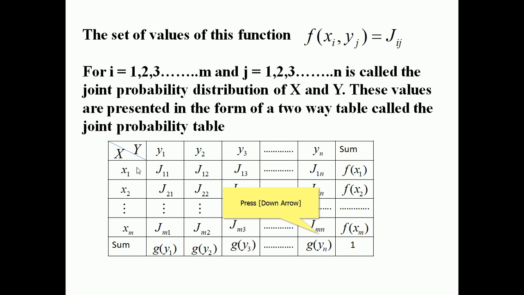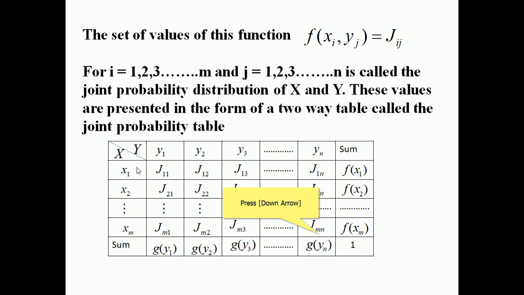Similarly, the sum of the first column values J11 plus J21 plus J31 plus dot dot dot plus Jm1 is g of y1, J12 plus J22 plus J32 plus dot dot dot plus Jm2 is g of y2, and J1n plus J2n plus J3n plus dot dot dot plus Jmn is g of yn. g of y1, g of y2, g of y3, dot dot dot, g of yn are known as the marginal probability distributions of the variable y.